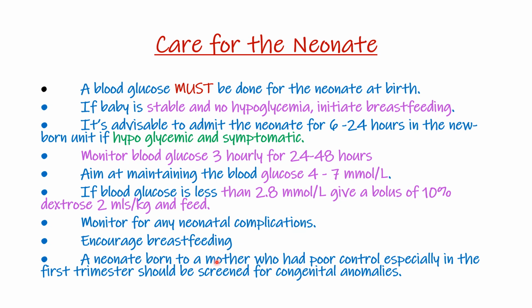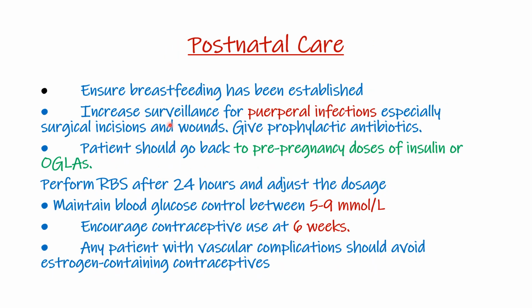So a neonate born to a mother who had poor control, especially in the first trimester, there's no need of explaining because you already have said in the first trimester is where you normally have organogenesis. So in this time we already have diabetes, which will predispose this infant to having anomalies. So you normally screen them for congenital anomalies. So postnatal care, you ensure breastfeeding has been established.